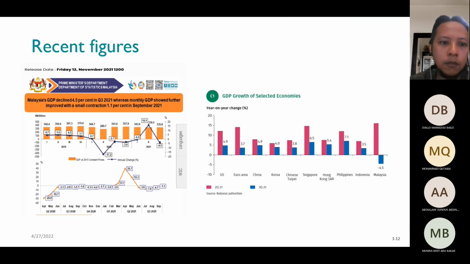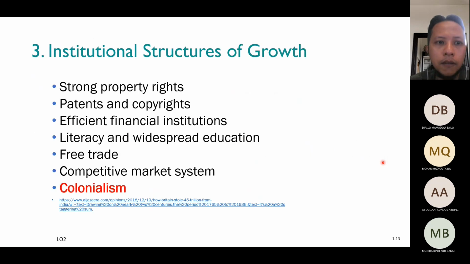So these were the figures in Malaysia last year. It is quite unfortunate because we had a negative growth, although other countries saw positive growth. I think this was also because of our reliance on the United States and also oil during that time. So there are various factors that can influence growth.